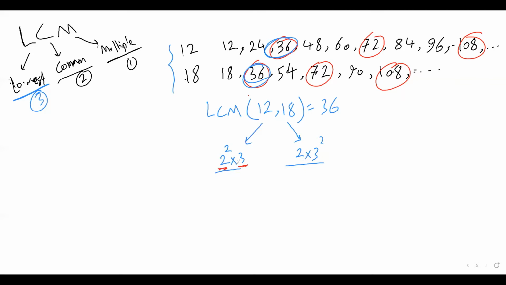Well, here we have only 2 and 3. Here we got 2 and 3. But let's say if there was a 5 here and there was not a 5 here, basically 5 was uncommon, right? Still, you have to include that. So that's what I mean by all the factors, common and non-common. So this is 2 times 3.